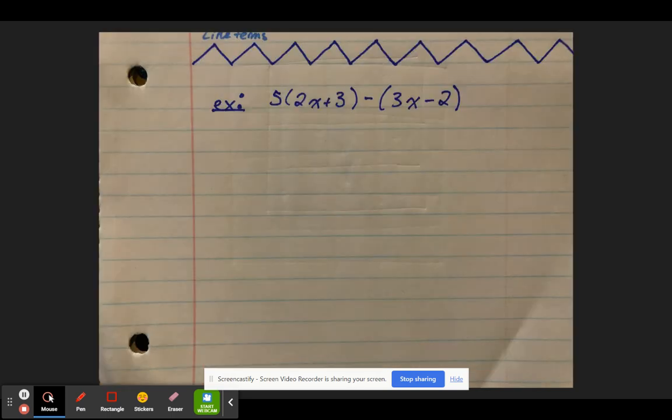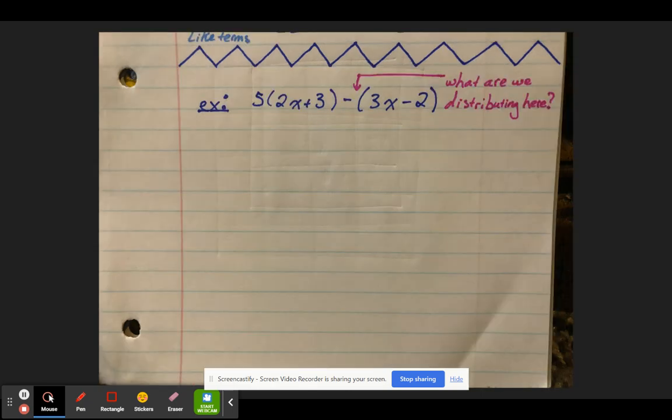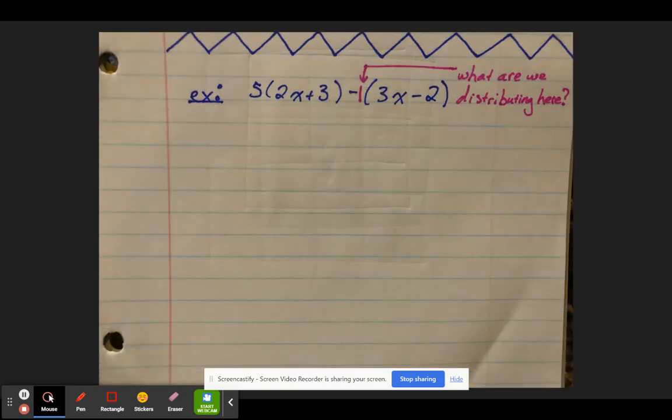Let's do one more example together. This time we'll notice that there's a subtraction in that second set of parentheses as well. So the problem is 5 times (2x plus 3) minus (3x minus 2). Once again, when we see parentheses, we should think distribution, but there's no number written in front, so we have to ask ourselves, what are we distributing? And we need to write in the 1 there.